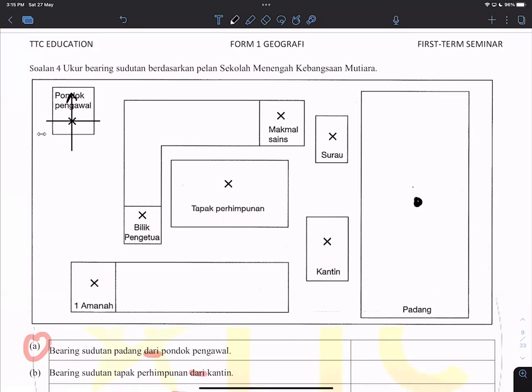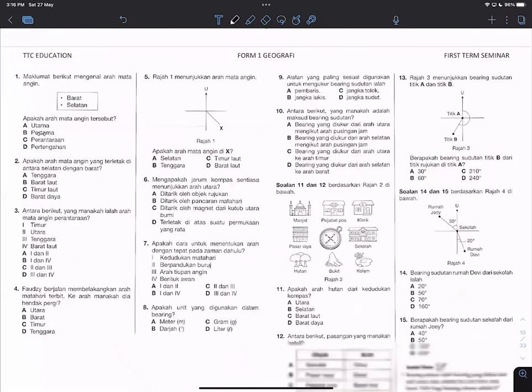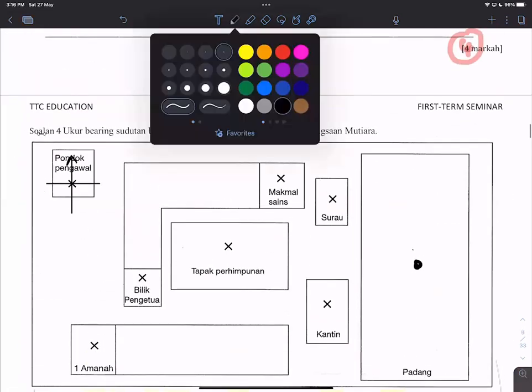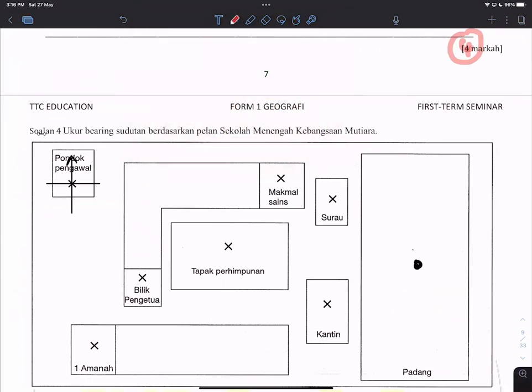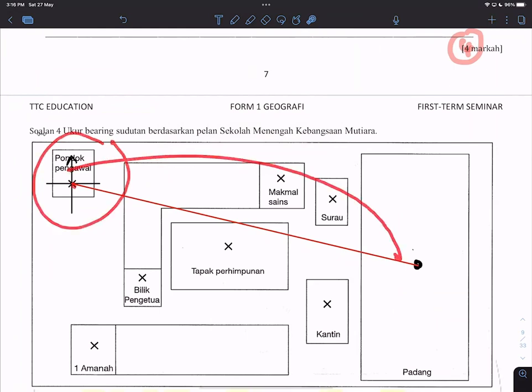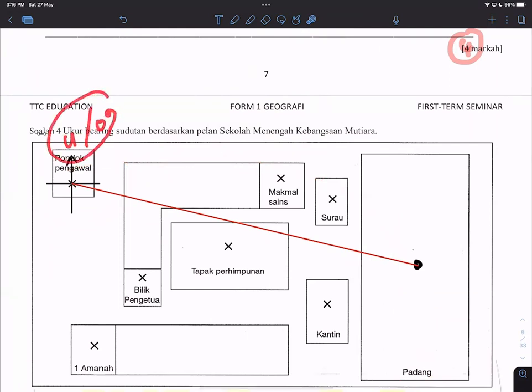Okay, so after drawing for the Pondok Pengawal, we determine from Padang. After determining from Padang, you try to extend the line from one titik to another titik. So the arah mata angin is known as titik rujukan. Using this titik rujukan Pondok Pengawal to determine the bearing sudut for Padang. So guys, what's the answer? This is Utara, definitely starting from 0 degree, right? So this is definitely more than 90 degree, but less than 180 degree.